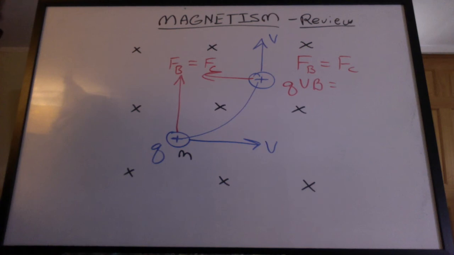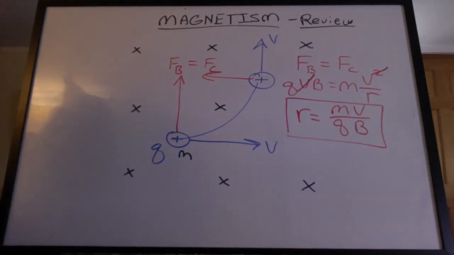What's the centripetal force? You remember? It's mv squared over r. What is the radius of the curve of the path of the particle? That velocity cancels with the velocity squared, and we have r equals mv over qB. This is a very useful formula. We are going to do applications like this many, many times when we study magnetism.